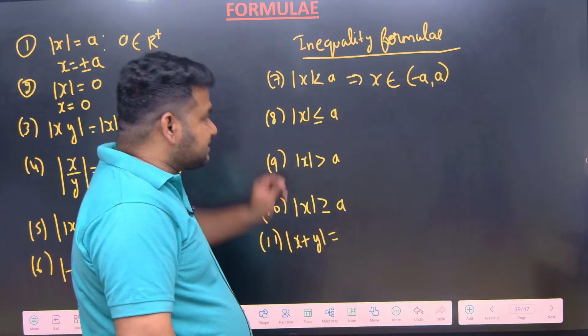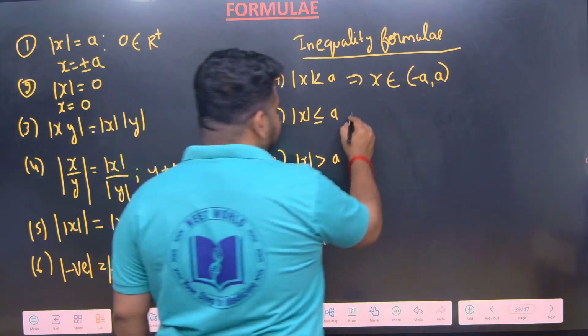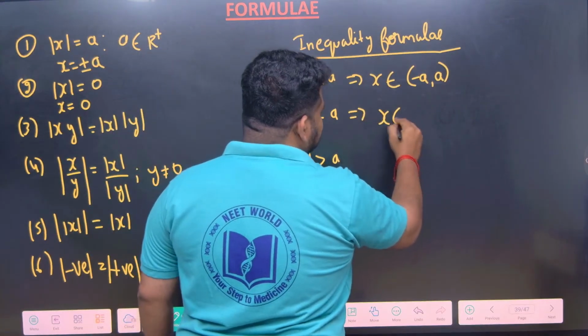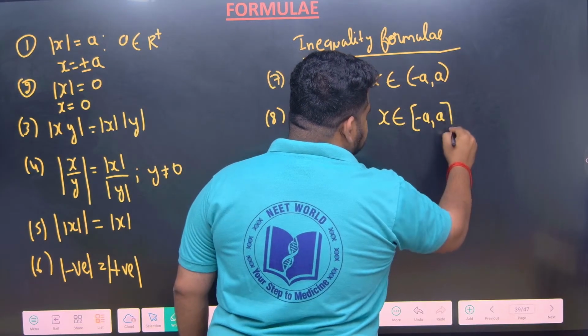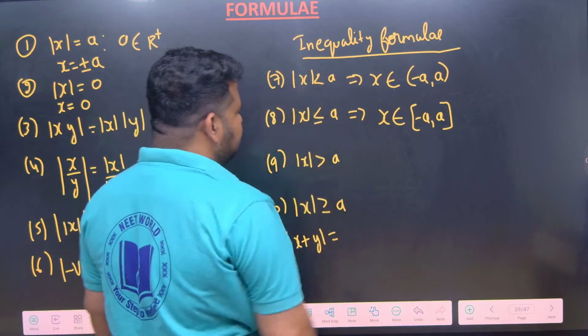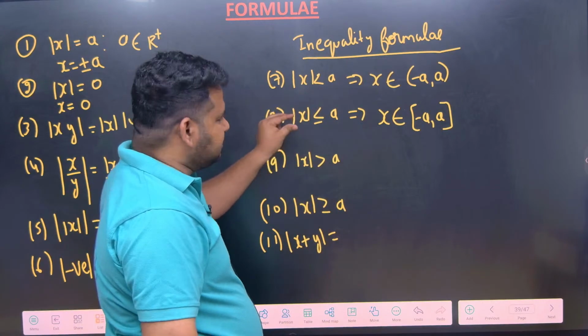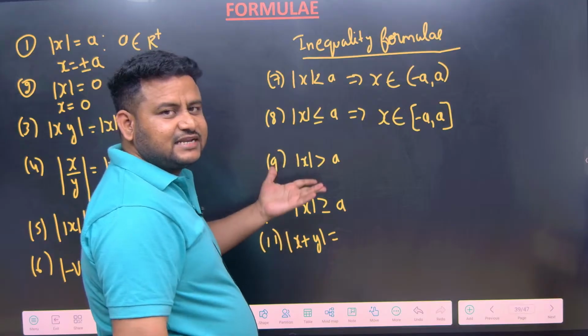If mod x is less than or equal to a, I have told this in the Wavy Curve method also, then x belongs to the closed interval minus a comma a. So we got the less than inequality, and the less than or equal to inequality. If mod x is greater than a, what will happen?